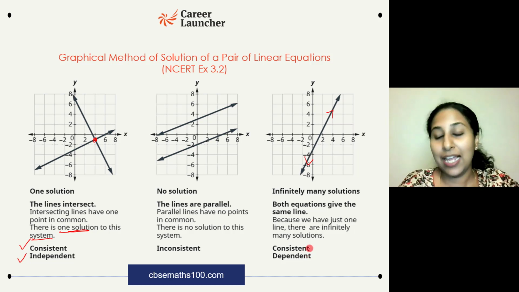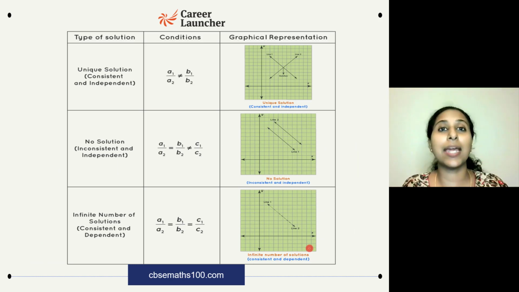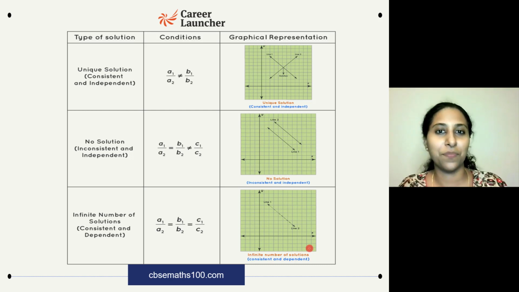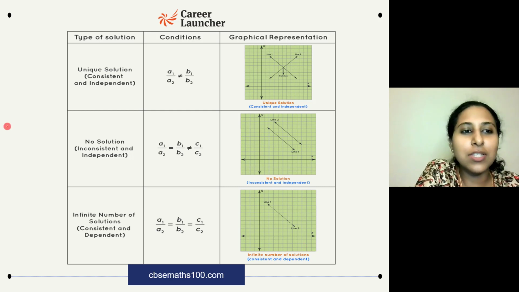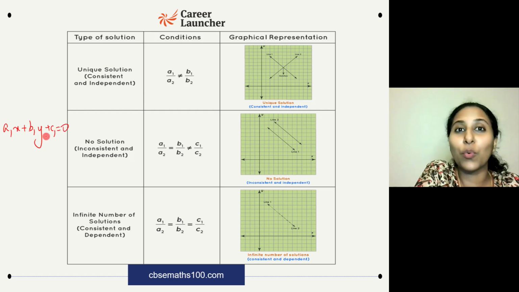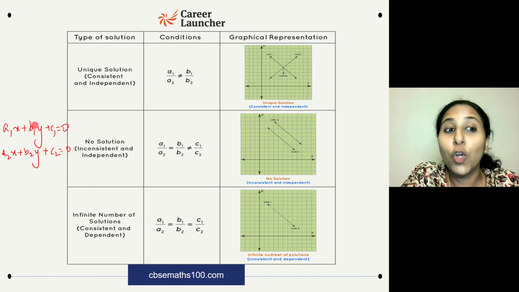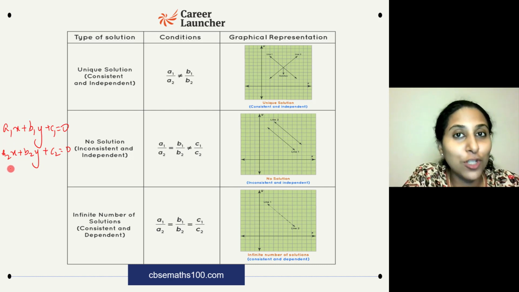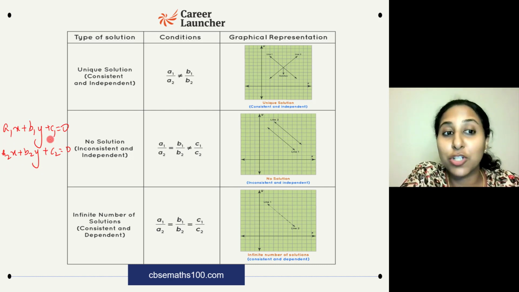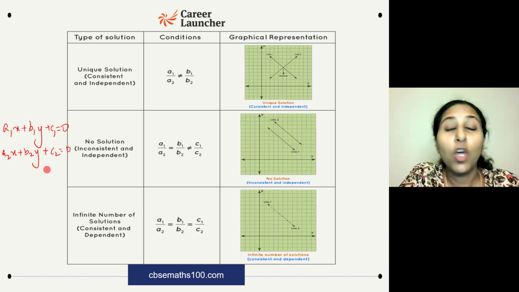All right. Let's look at how we can identify the number of solutions for a pair of linear equations without having to draw the graph. So if you're having two linear equations, a1x plus b1y plus c1 equals 0, a2x plus b2y plus c2 is equal to 0, in this case, looking at the ratios of x coefficients, ratios of y coefficients, and ratios of the constants, we can determine which of the three systems we discussed it follows.